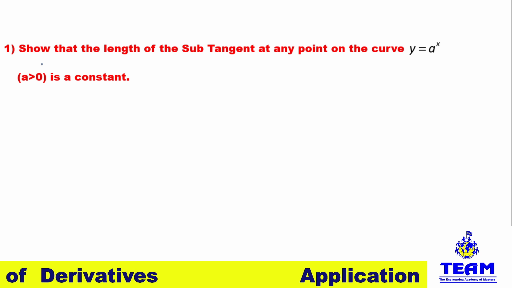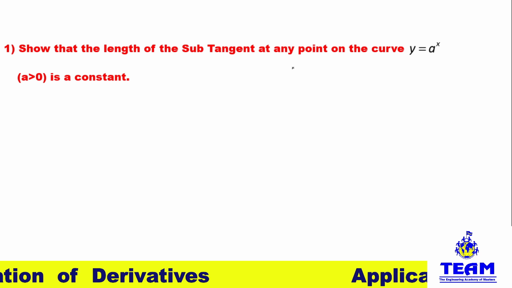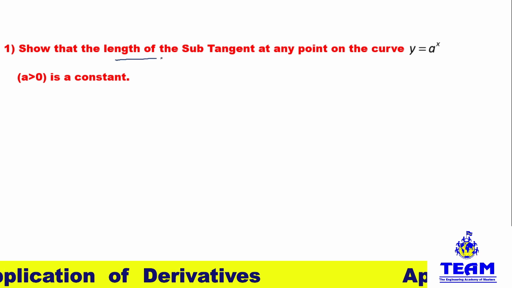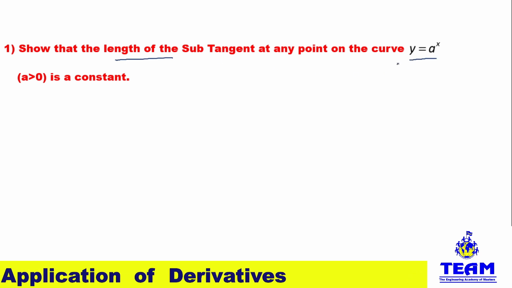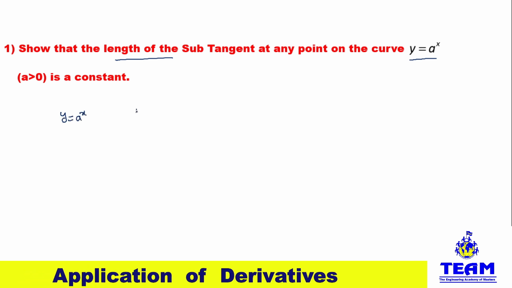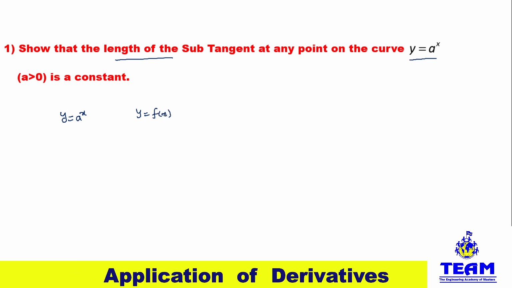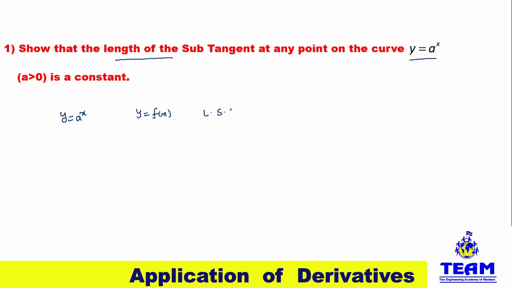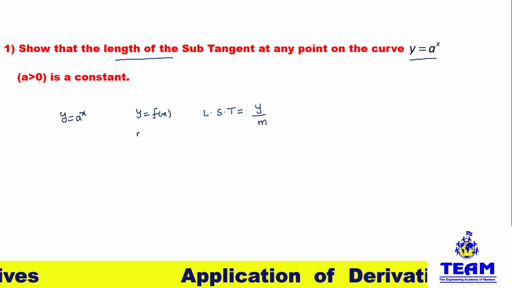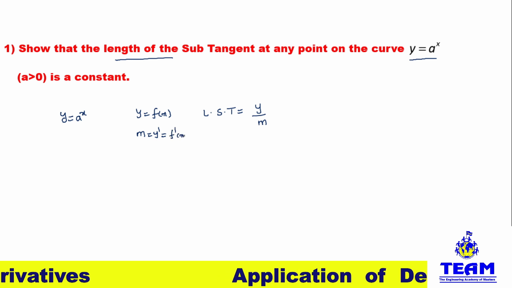Okay, coming to the first problem, show that the length of subtangent at any point on the curve y is equal to a to the power of x is a constant. Friends, here the keyword is what? We need to find the length of subtangent for the curve y is equal to a to the power of x. You observe, friends, the given problem is y is equal to a to the power of x. This is in the form of y is equal to f of x. When the curve is in the form y is equal to f of x, then the length of subtangent is equal to y divided by m, where m is the slope, or we can say m is equal to dy by dx. Simply we can also say f dash of x.